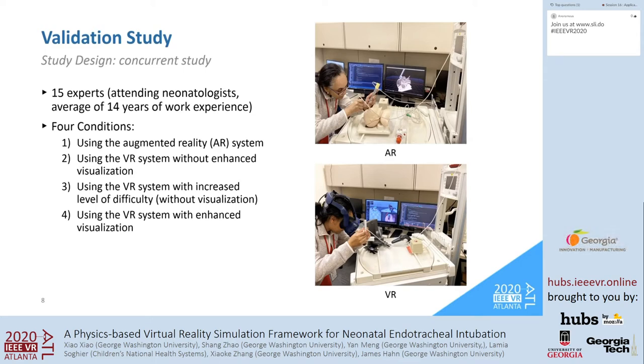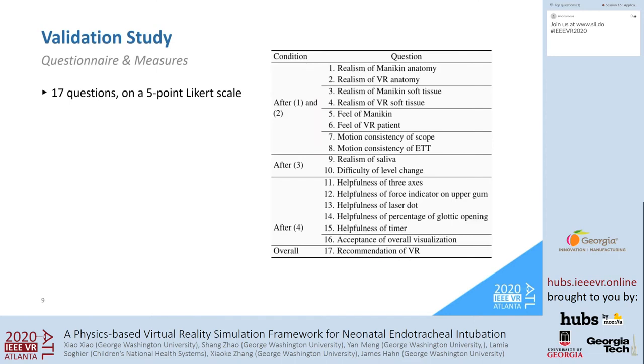of enhanced visualization tools. A questionnaire with 17 items was administered immediately following the completion of certain conditions. The questions are grouped into realism of anatomy, soft tissue and haptic feedback, motion consistency of tools, difficulty level change, and helpfulness of enhanced visualization tools.